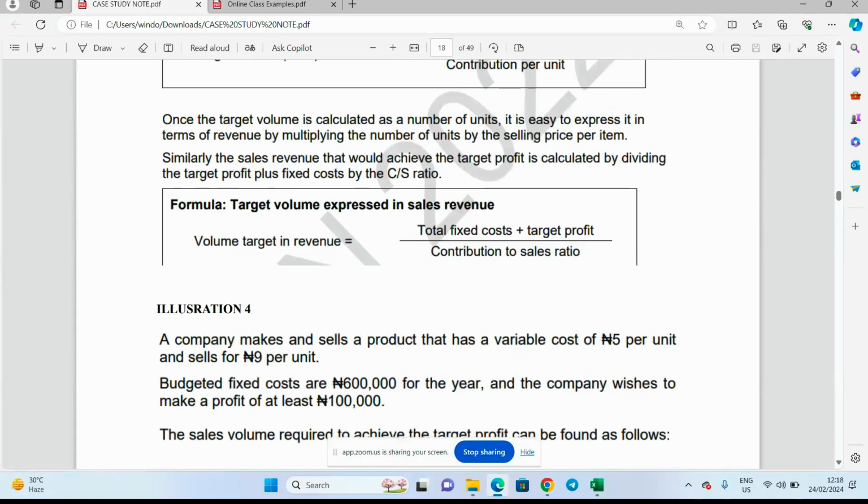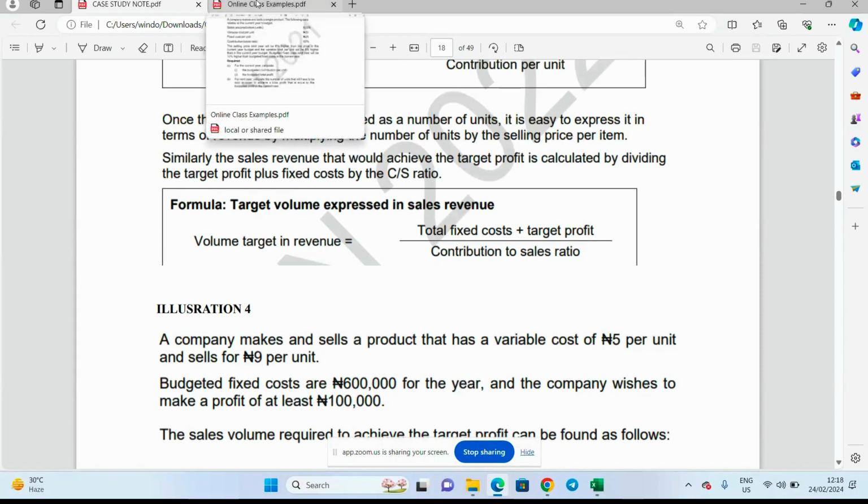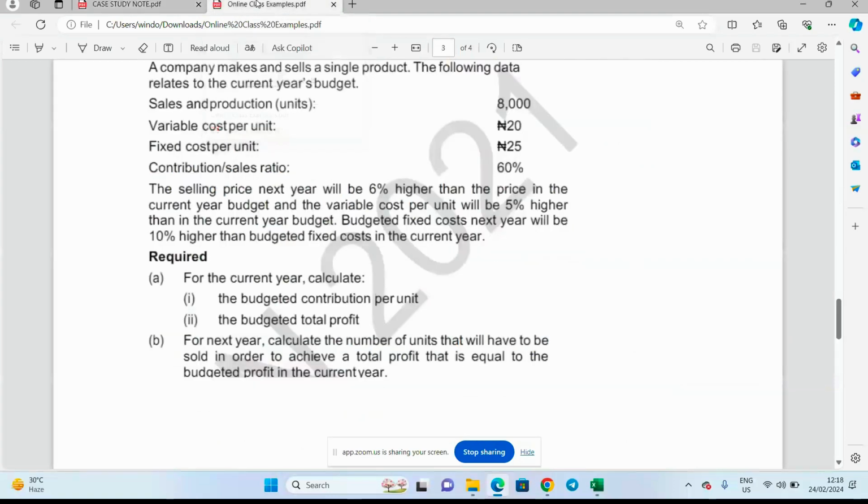Total fixed cost. So, what's the fixed cost for next year? The fixed cost for the new year is 27.5 naira, so 27 naira 50 kobo times 8,000. The units are 8,000, right? So times 8,000. What do you have? 220,000 naira.